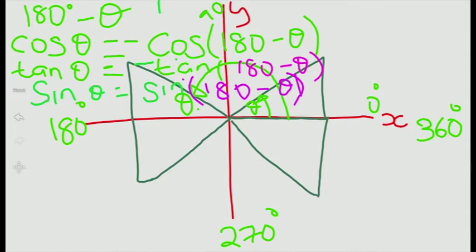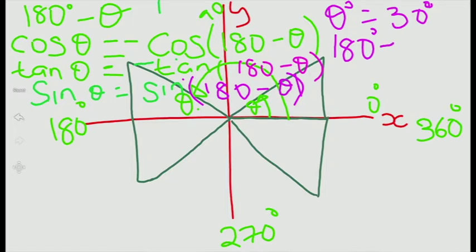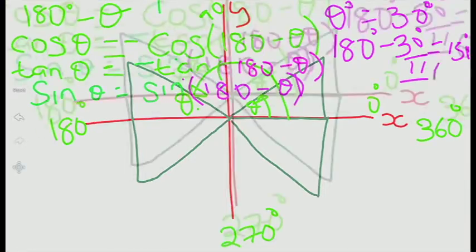We come to the corresponding angle. Before we move on, let's pick an angle. Let's say theta was 30 degrees. If theta is 30 degrees, what is the corresponding angle in the second quadrant? The corresponding angle in the second quadrant is 180 degrees minus theta. Theta is 30 degrees, which means we have 150 degrees in the second quadrant.